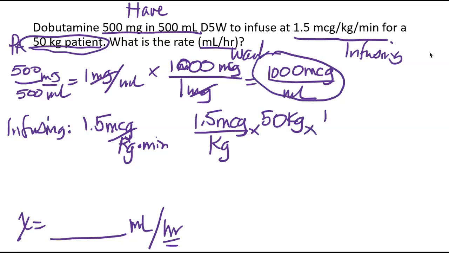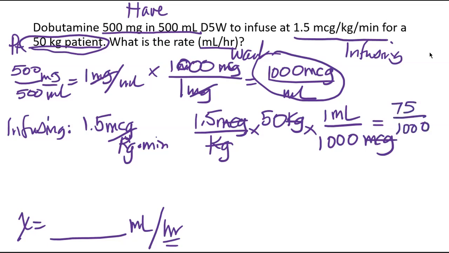We'll say 1 milliliter divided by 1,000 micrograms. Now I flipped this because we want milliliters per hour, and so we don't want micrograms, but we need to work them out. So we have kilograms, and this is what we have. We have 1.5 times 50, 1.5 times 50 is 75, over 1,000. And that's going to be milliliters, and it will be per minute.